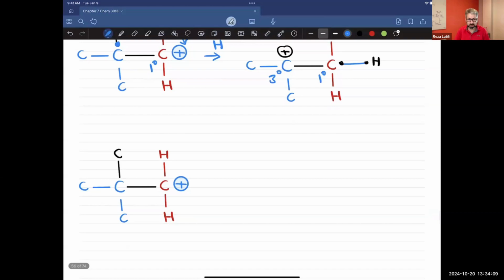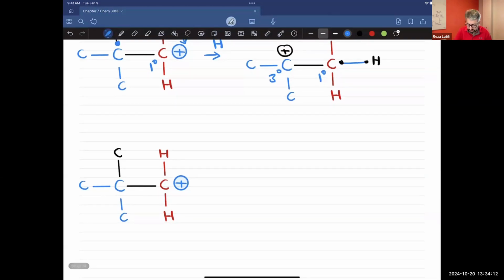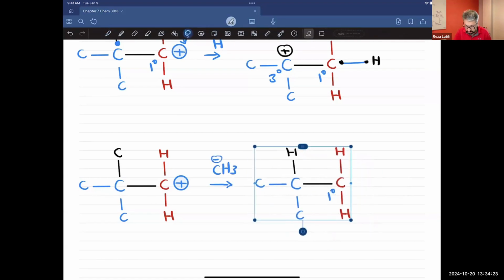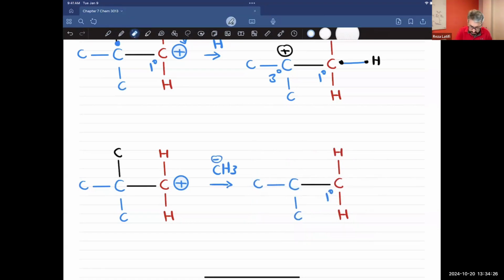Now, what if it's a methyl? If the neighbor is a methyl instead of hydrogen, what will happen in that case? In that case, you're going to move the entire methyl. So this one will move with a negative charge, and you will get this. The methyl will be gone from here. We will have a positive charge there, but the methyl will show up here. Again, we got a tertiary carbocation, and the tertiary carbocation is more stable.